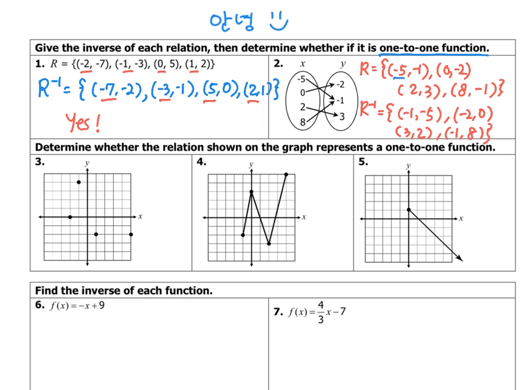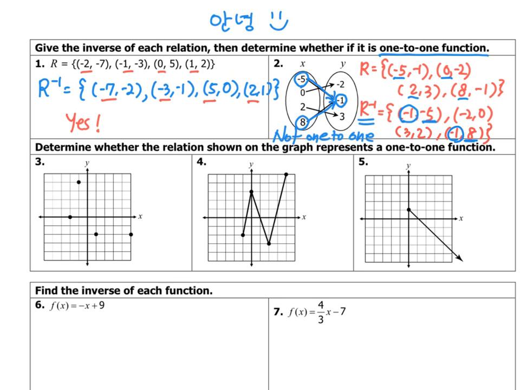First one, each x value has one y value. Even though -5 and 8 have the same output, it doesn't matter, as long as each one has only one output. However, if you're looking at the inverse, do you see -1 has both -5 and 8 as the output? So it's not a one-to-one function.